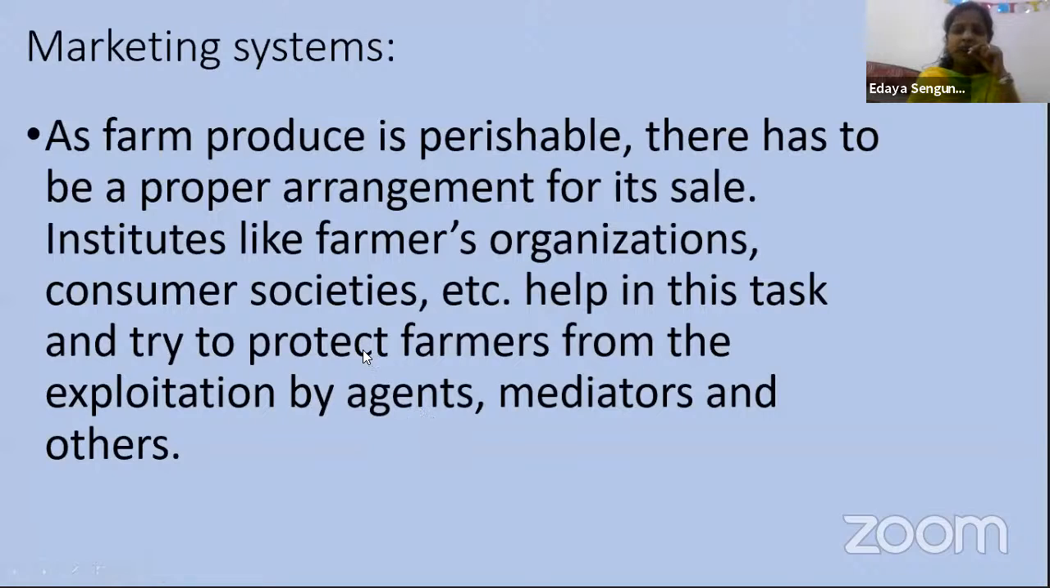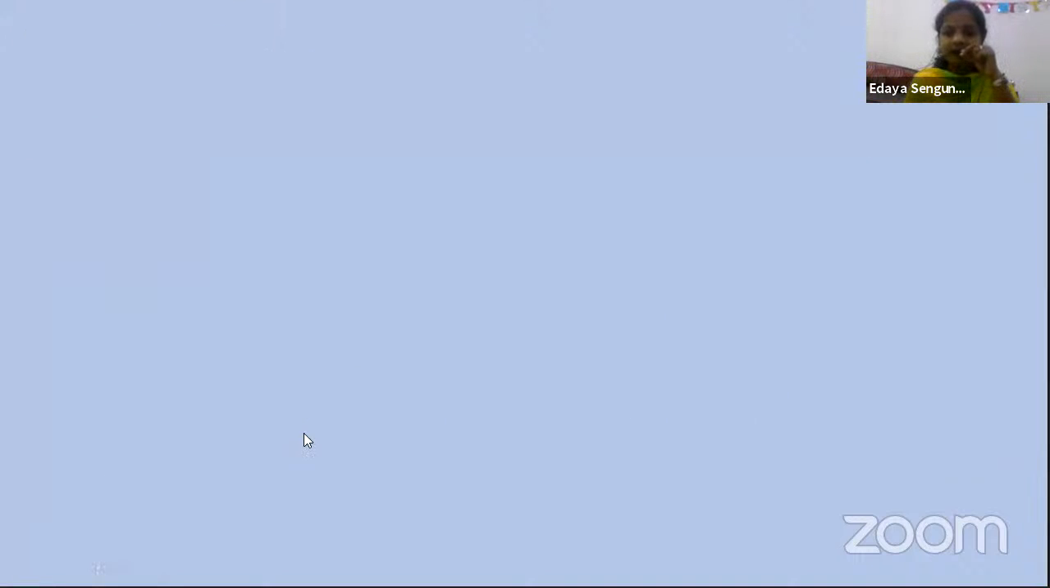Why there is a need to protect farmer? Because this agent or mediator may buy product from the farmer at a very low cost and sell it to the customers or shopkeepers at a high profit margin. So here farmer is the loser. So these institutions protect the farmers from agents and mediators. They give a reasonable price for their agricultural products to the farmers. Understood? Any doubt?